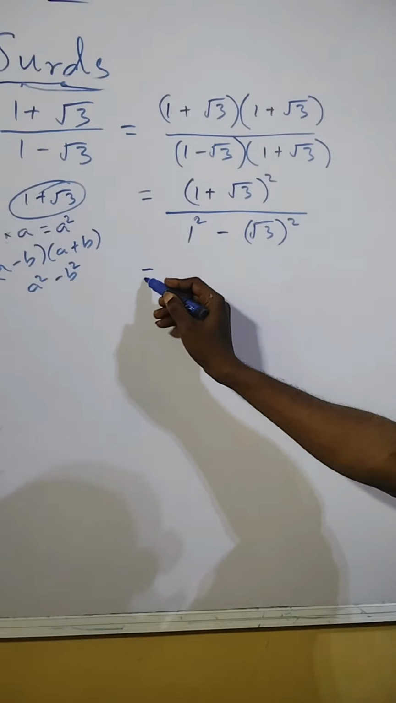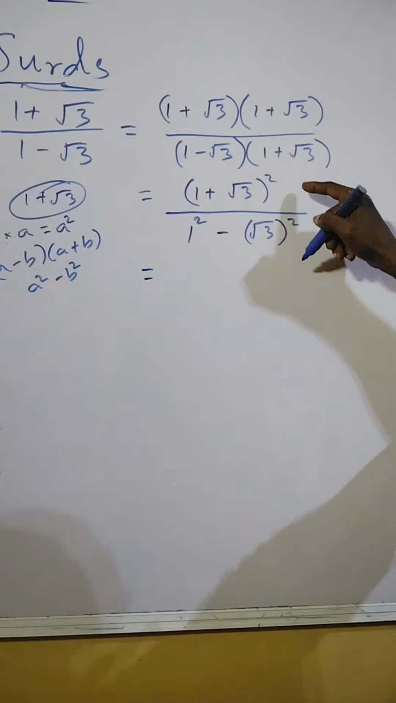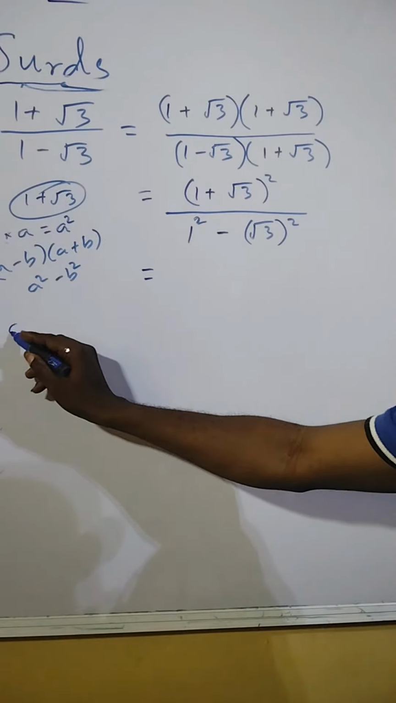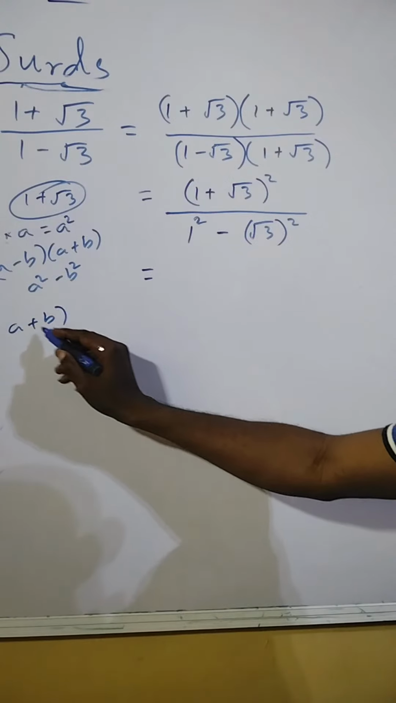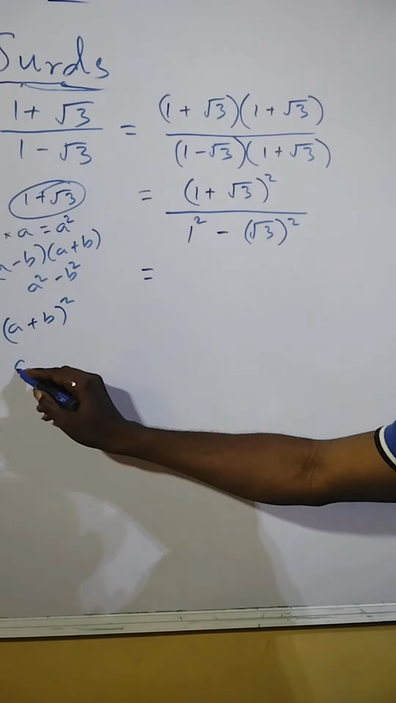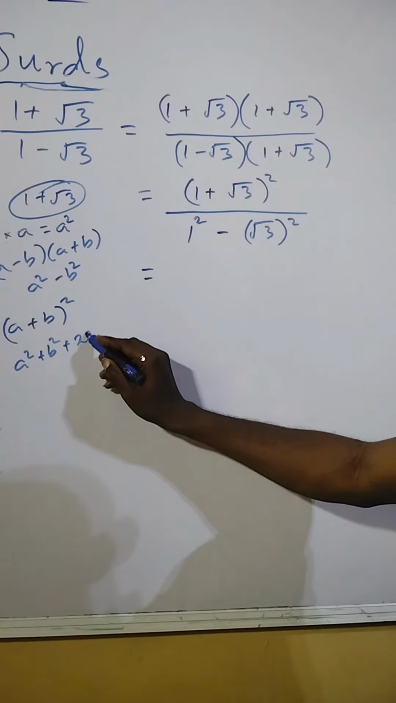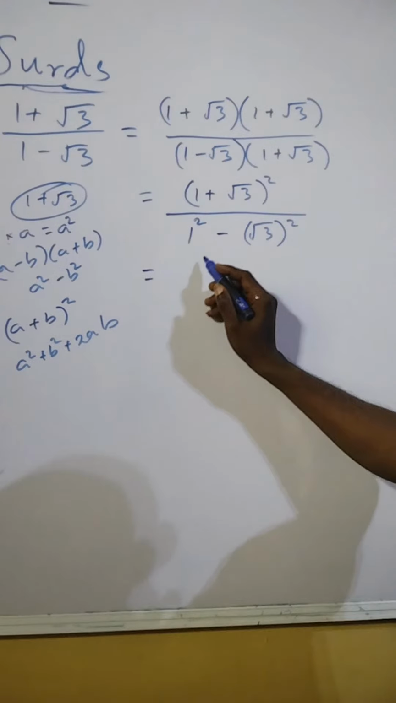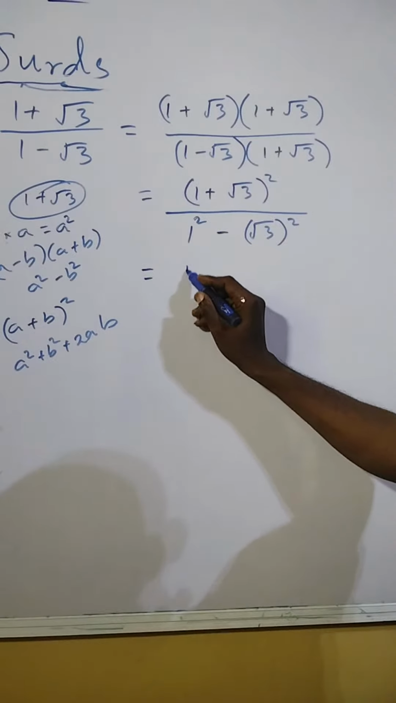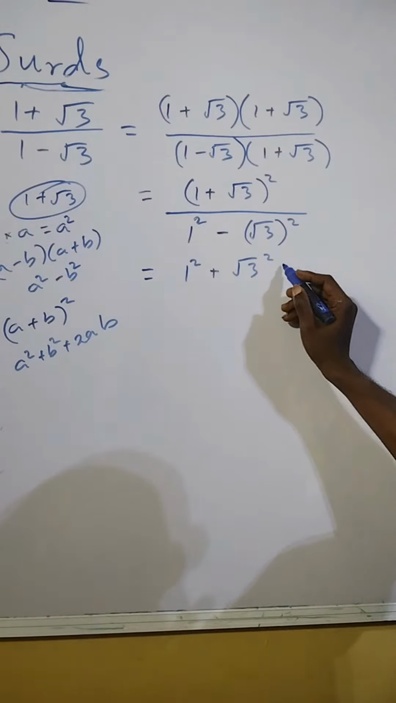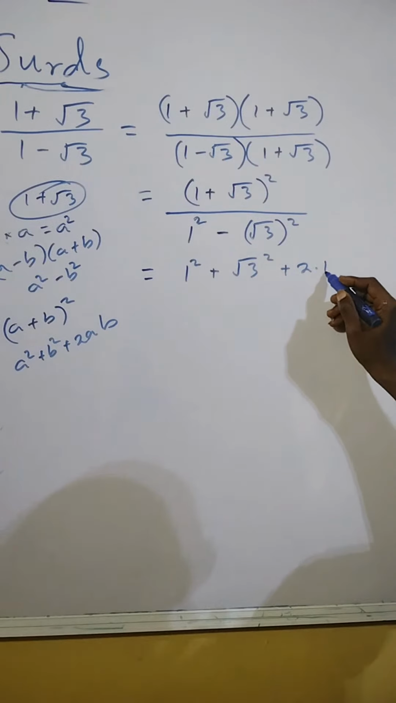That is, here we can expand this now. Also, generally when we have a plus b, everything squared, this is a squared plus b squared plus 2ab. So here the expansion also follows and becomes 1 squared plus root 3 squared plus 2 times 1 times root 3.